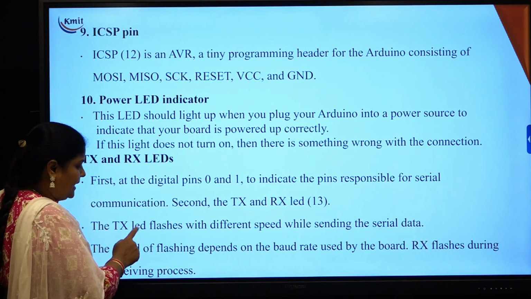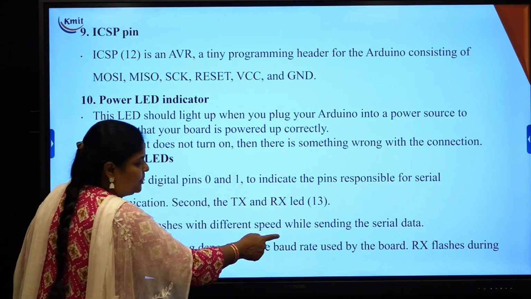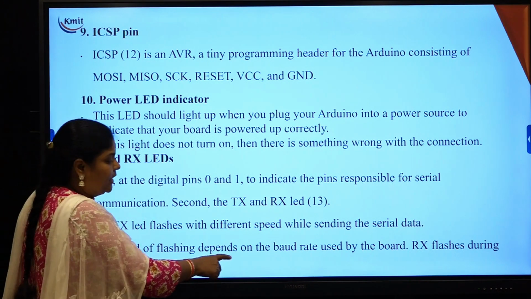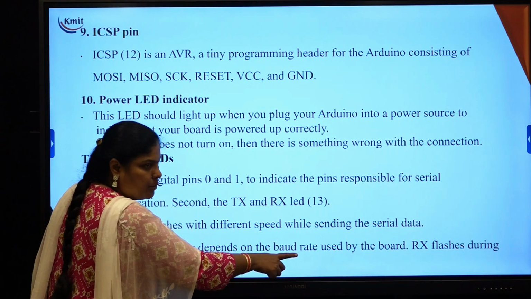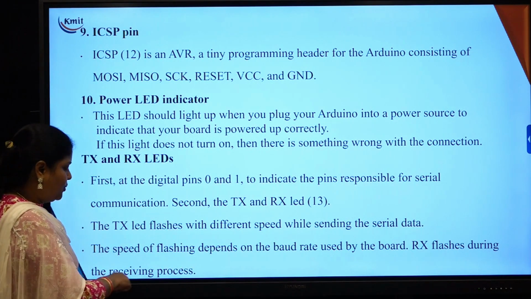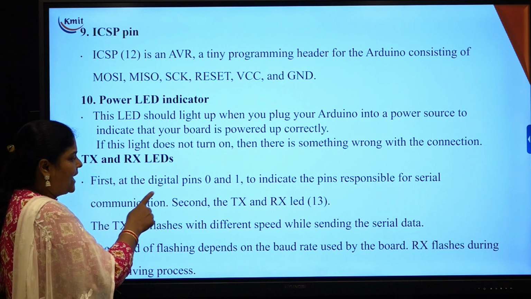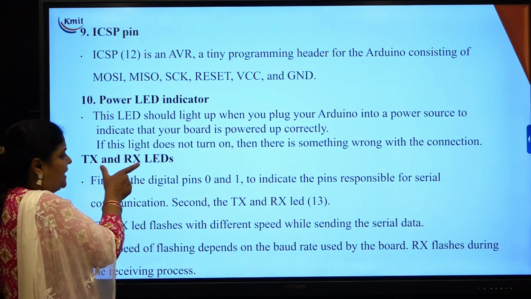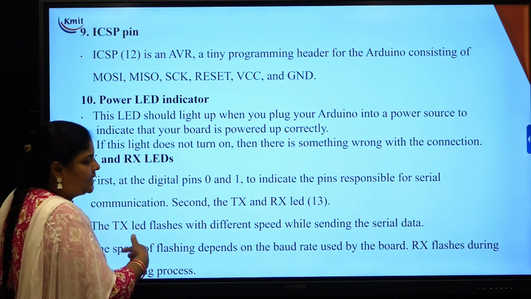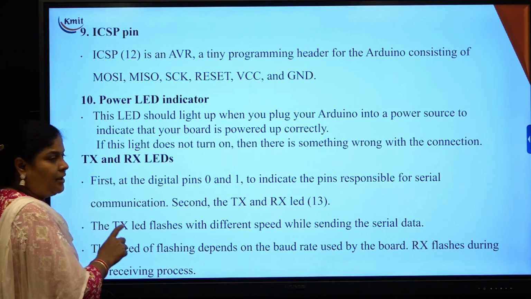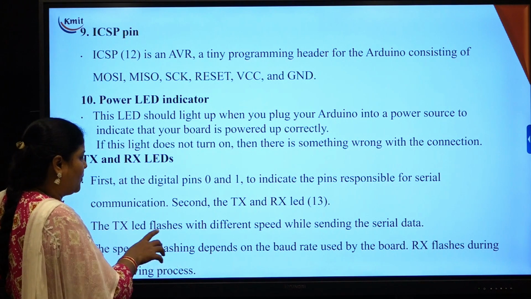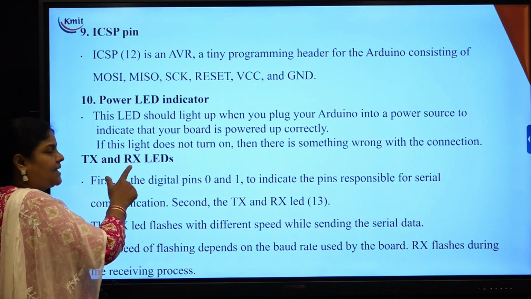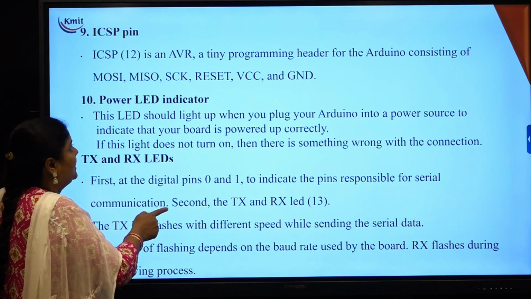The TX LED flashes with different speeds while sending the serial data. The speed of flashing depends upon the baud rate used by the board, and RX flashes during the receiving process. So RX means receiving, TX is transmitting the data. Basically these two LEDs we are going to use in serial communication. If in the project or program you are doing, you want serial communication, then we are going to use the TX and RX pins, transmitter and receiver.